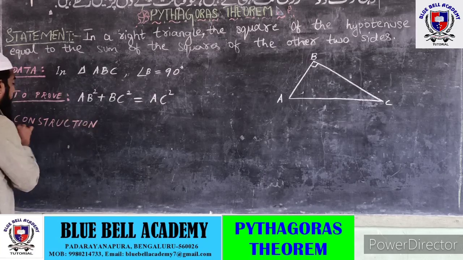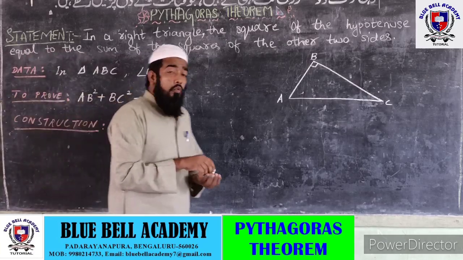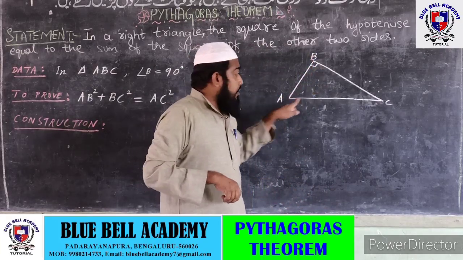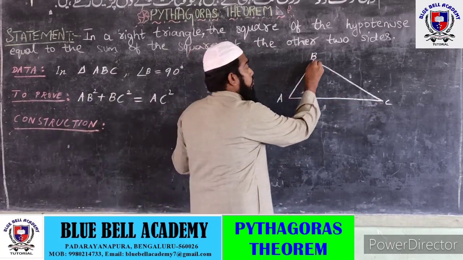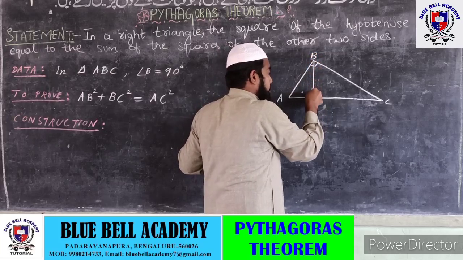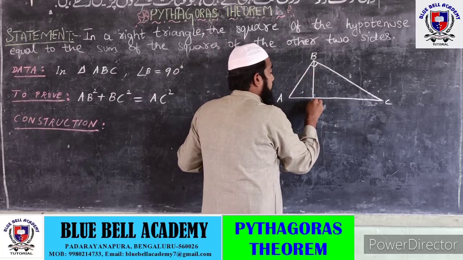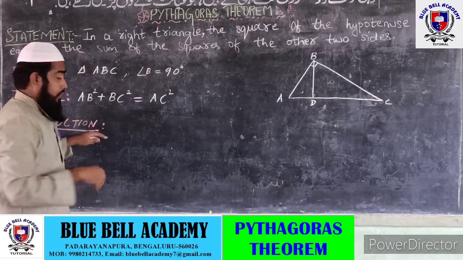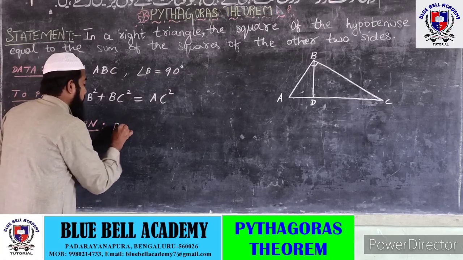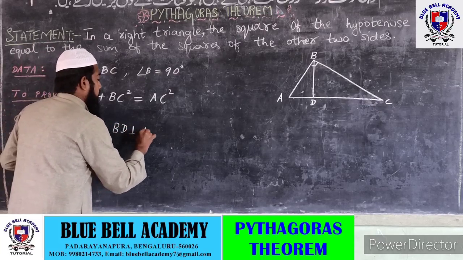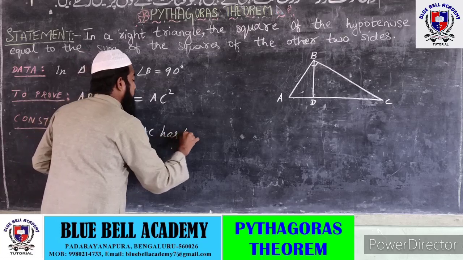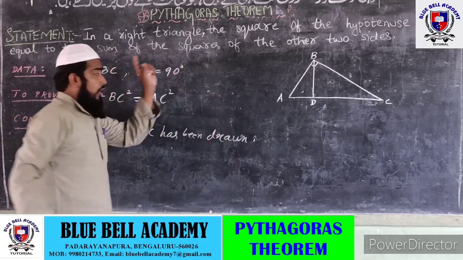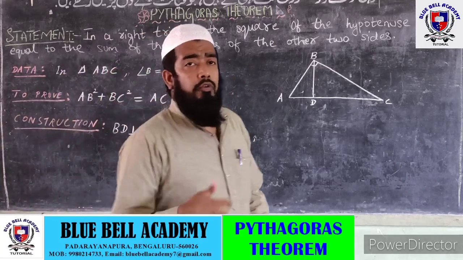Construction. What to construct here: we have to draw a perpendicular line from the point B to this AC. So we can draw a perpendicular line here. Let this be BD, and this BD is perpendicular to AC. So we have to write here: BD perpendicular to AC has been drawn. Okay? Yes, sir. So after this we have to go for the proving part.